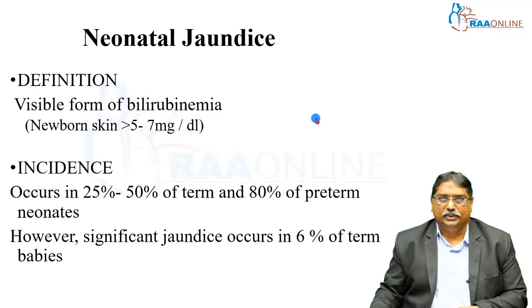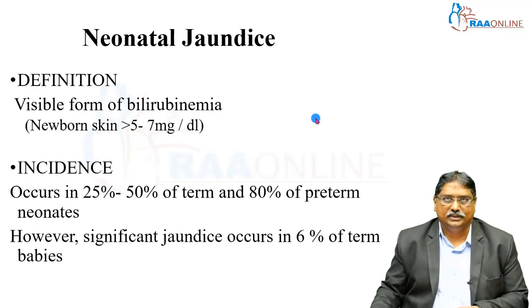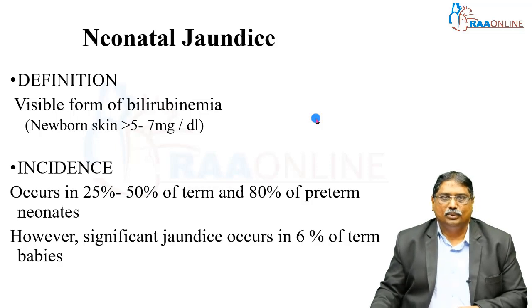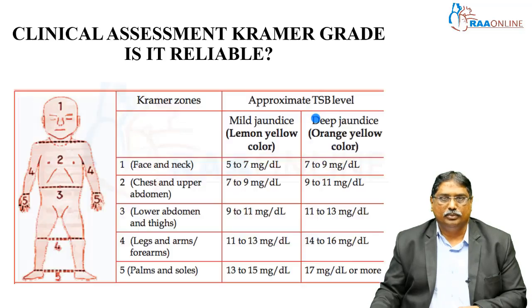It is a visible appearance of yellowishness of the skin when the level of bilirubin is about 5 to 7 milligram per deciliter. The incidence ranges from 25 to 50% in term babies, and it's even up to 80% in preterm babies. And significant jaundice occurs in 6% of term babies, and this 6% is where we need to identify and manage appropriately so that you prevent bilirubin encephalopathy.